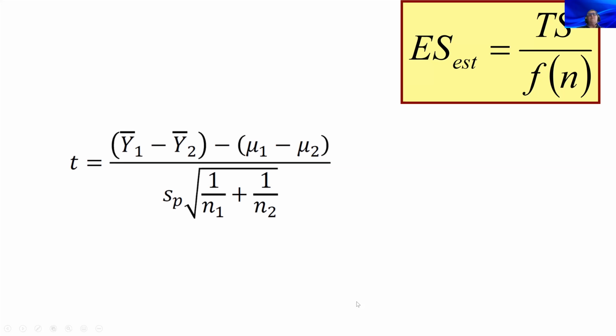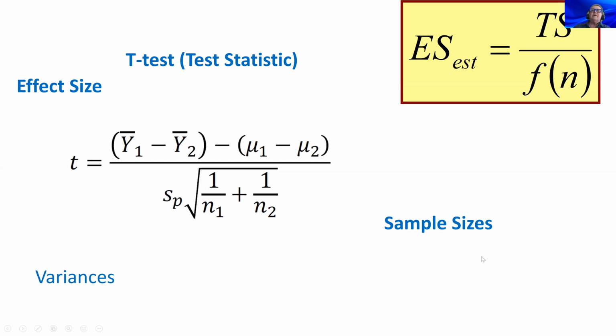So one of the important points that we want to consider with respect to doing power analyses is this one simple formula. ES represents effect sizes that are estimated, TS represents a test statistic, and some function of n would represent our sample size or degrees of freedom. And so we can see in an independent samples t-test, we have the effect size, variances, sample sizes, and our null hypothesis, which we assume is 0.